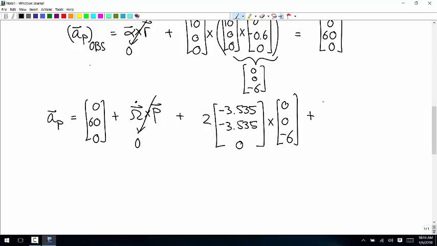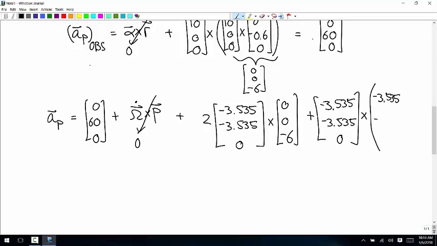Plus negative 3.535, negative 3.535, crossed with the quantity negative 3.535, negative 3.535, 3.535, crossed with the position vector 1, negative 0.60.